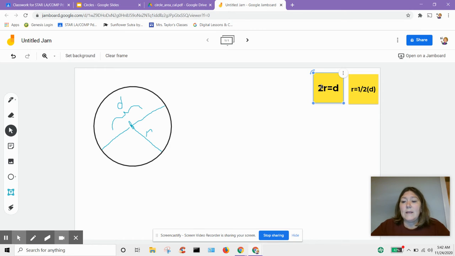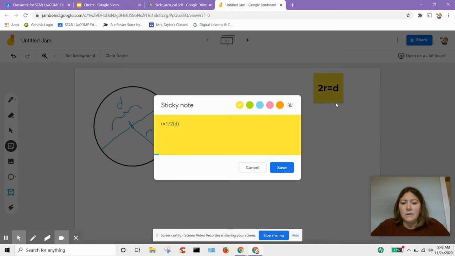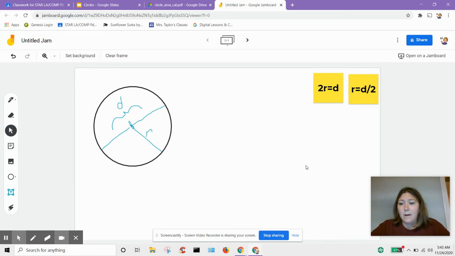The radius, I said, is half the diameter. I think sometimes a better way to write that is actually the diameter divided by 2. I prefer writing it that way, rather than thinking about fractions, even though it's still a fraction. I just prefer to think diameter divided by 2. That's me. So we have these two pieces of information.